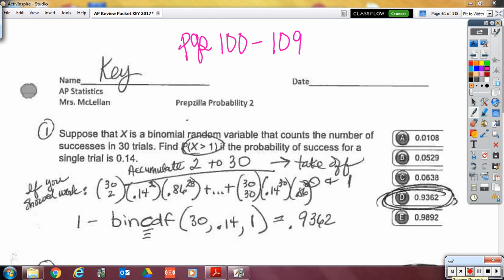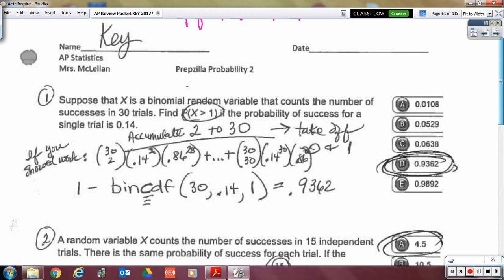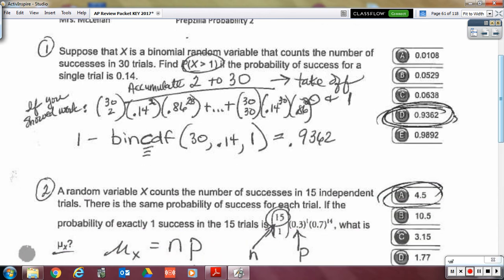Okay, we're going to go over pages 100 to 109. They are the probability section 2, which covers the binomial and all of that kind of stuff. So we had the other day done number 1. We had gone over that in our notes and such. So here is the information on that.